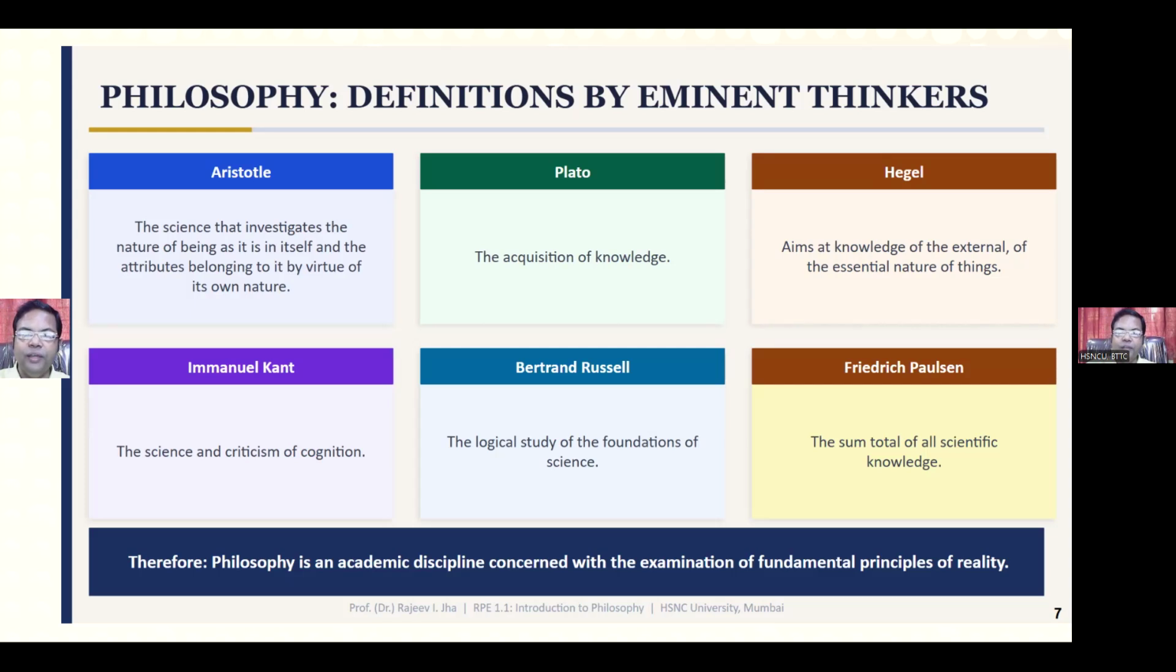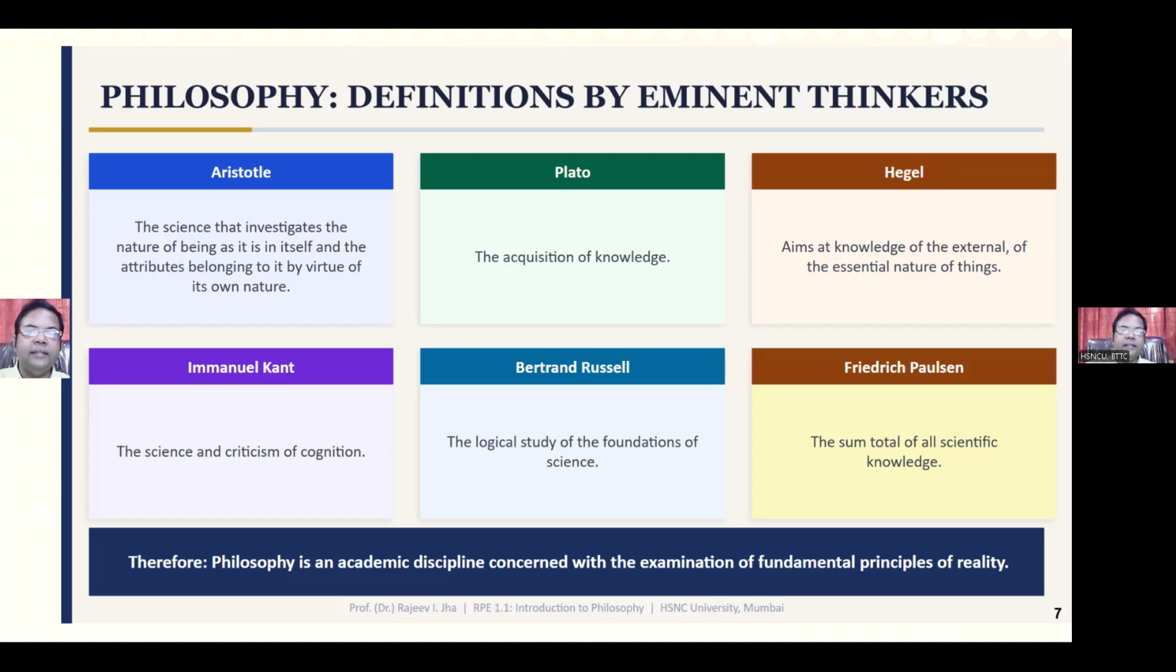Aristotle defined philosophy as a science that investigates the nature of being as it is in itself. For Aristotle, philosophy was the master science. It did not study physics or biology separately. It asked what it means for anything to exist at all. Plato, his teacher, was more austere. Philosophy is the acquisition of knowledge. This connects directly to education, the philosophical justification for learning.